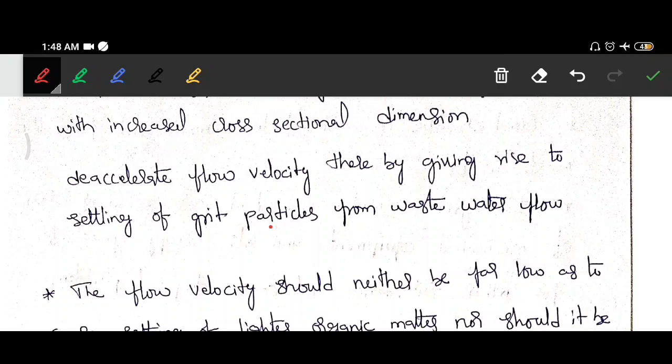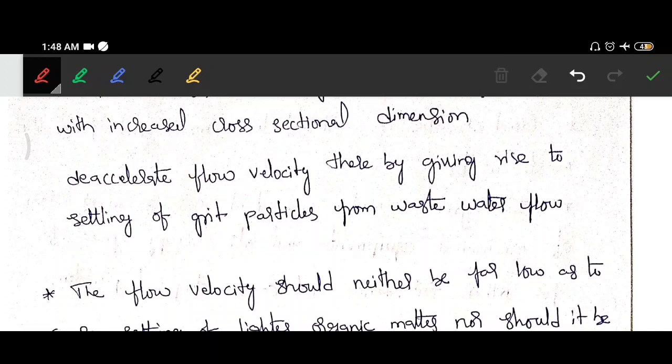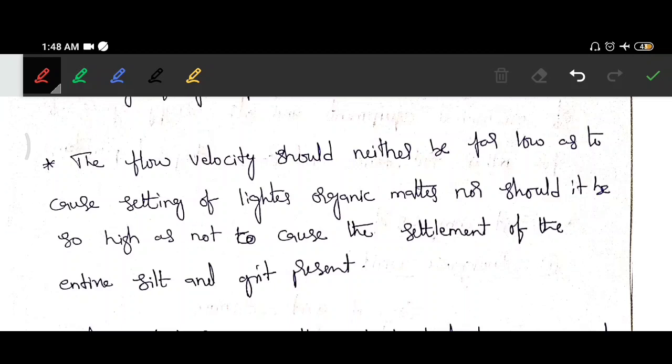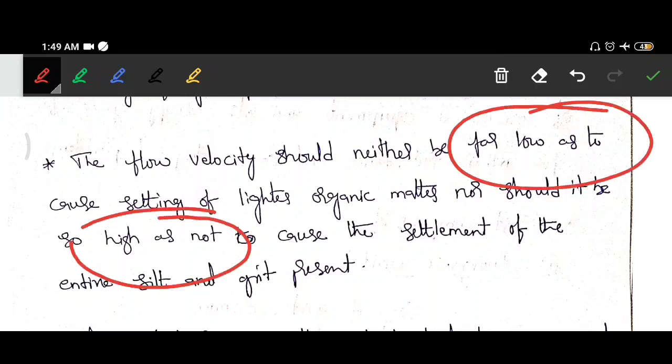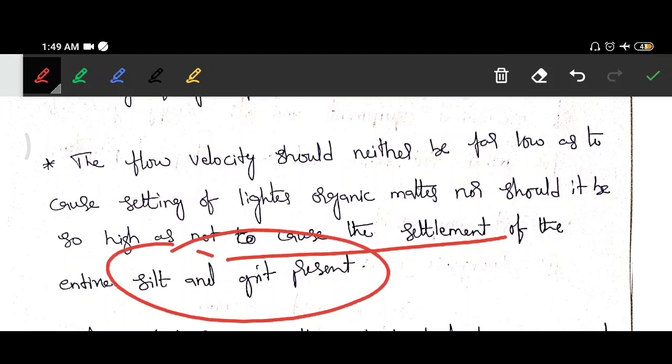So as we know that it is a narrow rectangular channel, as the flow is decelerated, okay, which will be low velocity, then settling of grit will take place. The flow velocity should neither be far lower, as it causes settling of lighter organic matter, nor should it be so high as not to cause the settling of entire silt and grit present. So we have to make sure that the velocity should not be low or high, because if it is low, lighter organic matter will also settle down. If it is too high, the silt will not settle in the grit chamber.